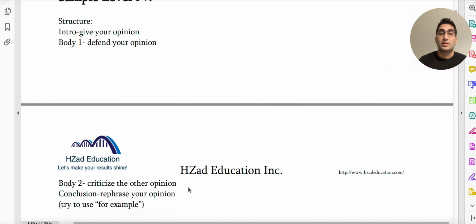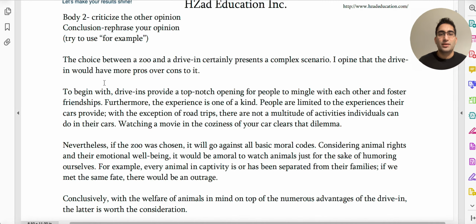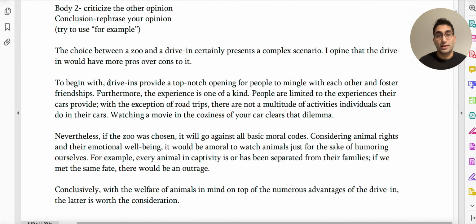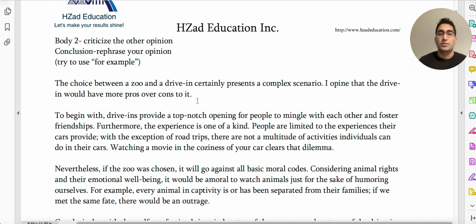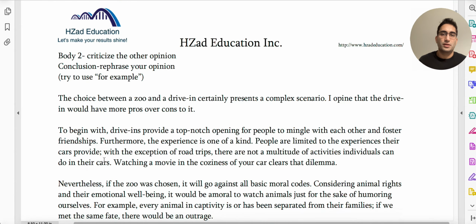Now let's look at a level 9. All right, so here the student mentioned, choice between a this and this presents a complex scenario. Look at the start. Right away, the first impression is there. It is a general sentence. Instead of just jumping into the opinion, you first start with a general sentence. And these are all in the templates. If you haven't seen our templates, check out our video on HZad Education CELPIP writing templates. YouTube it, you'll find it.